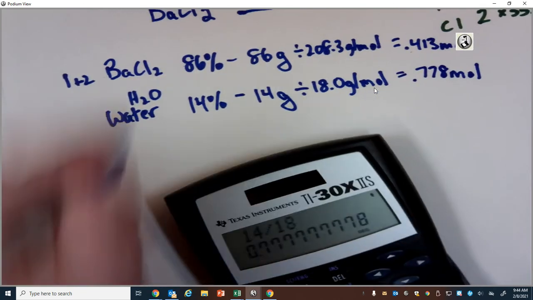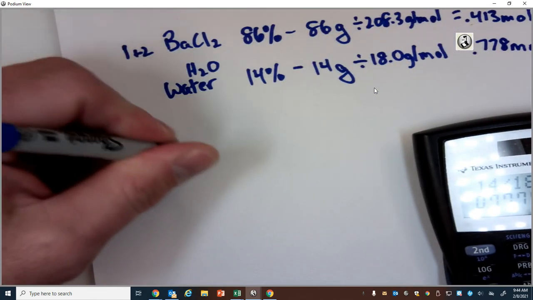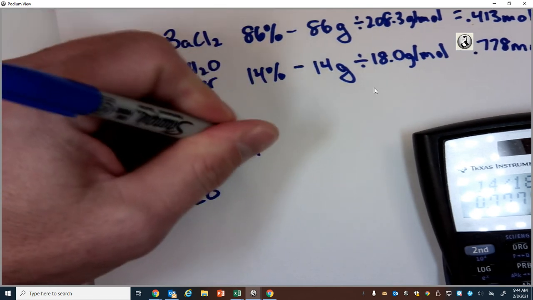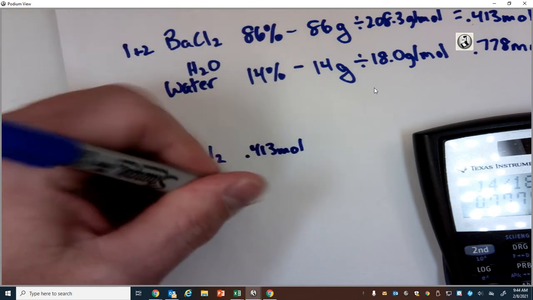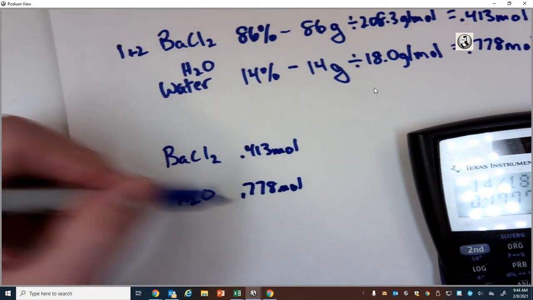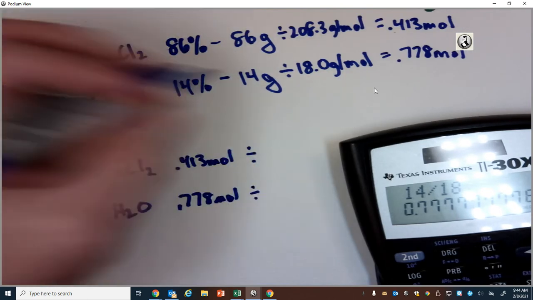Now, I'm just going to come down here because I don't have enough room there. So I've got my barium chloride again. I've got my water. I've got 0.413 moles. I've got 0.778 moles. I've got to divide both of these by the smallest number. So in this case, I'm going to divide them both by 0.413.